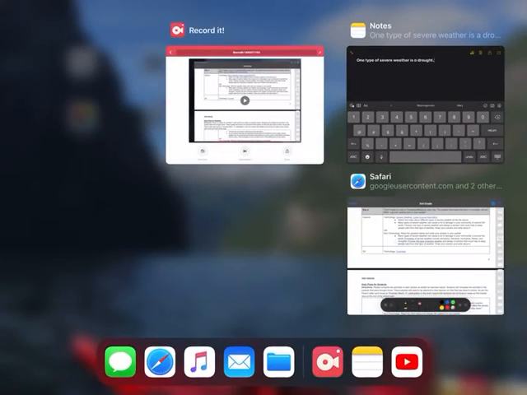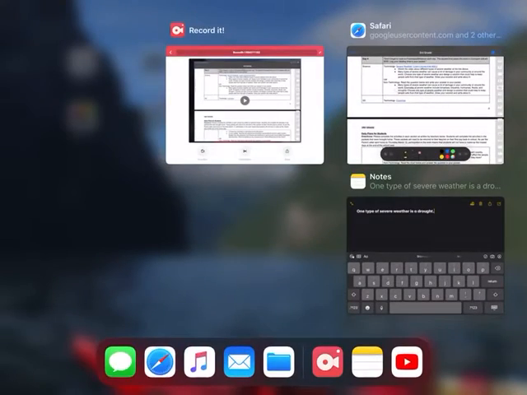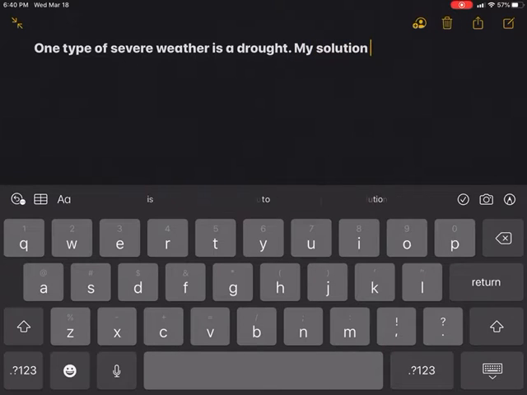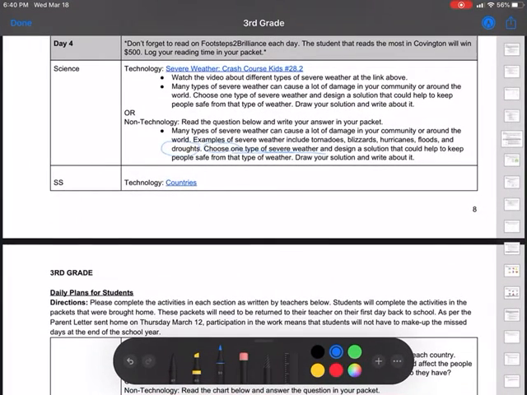Then I'm going to go back and I'm going to think of a solution. Now this is where you get to have some fun. My solution is going to be a pipe. So my solution to help people in a drought is to install a pipe going from the west side of the mountain to the east side, because remember, the west side of the mountain gets more precipitation than the east side. So if I drill a hole with a pipe, it could run that water from the west side of the mountain to the east side.